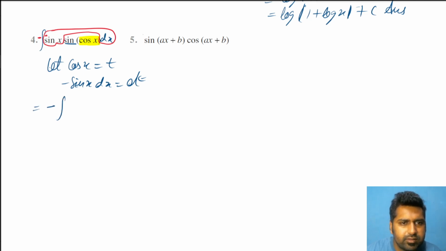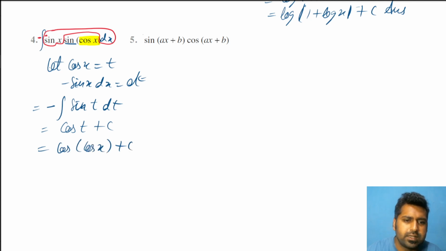So the integration is negative sine t dt, where cos x is t. What is the integration of sine t? Minus cos t. So negative of negative becomes positive, plus c. So cos of cos x plus c. That's your answer.